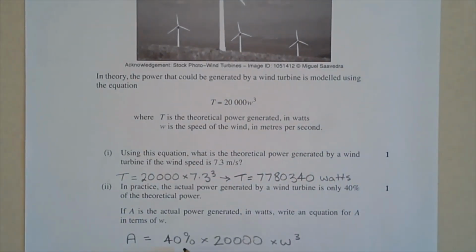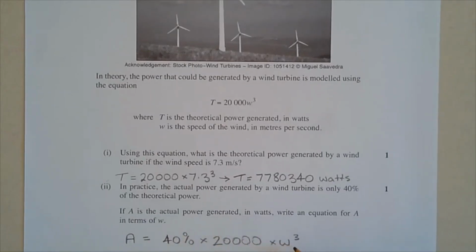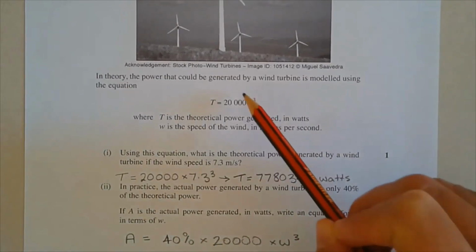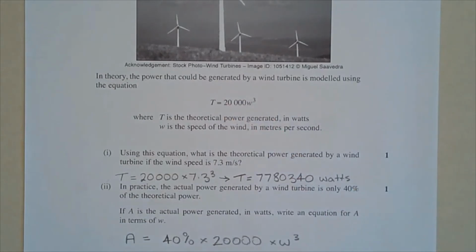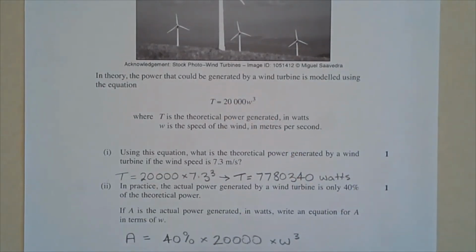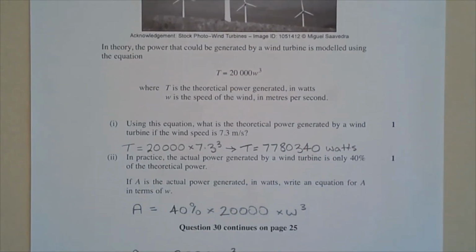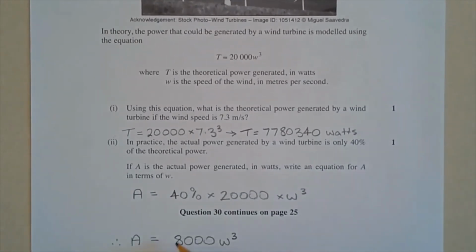So A is equal to 40% multiplied by 20,000 multiplied by W cubed. So that 20,000 W cubed comes from here, the theoretical power generated. And 40% of 20,000 is 8,000. So therefore, A, the actual power generated, is equal to 8,000 W cubed.